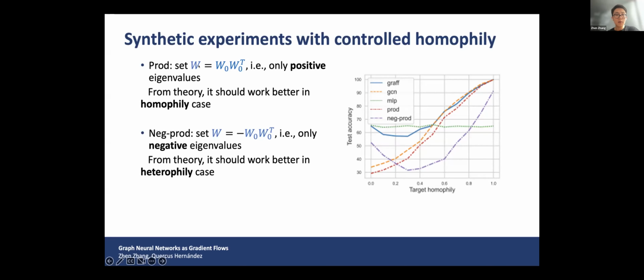And then finally, this is one experiment that they do on a synthetic data set with controlled homophily. So basically here, they generate 11 different data sets with different target homophily from 0, 0.1, 0.2 up to 1. And they consider 5 different methods, which are GRAFF, GCN, MLP, which is the most basic one, and another 2 ablation study, which is here the prod and neg prod.